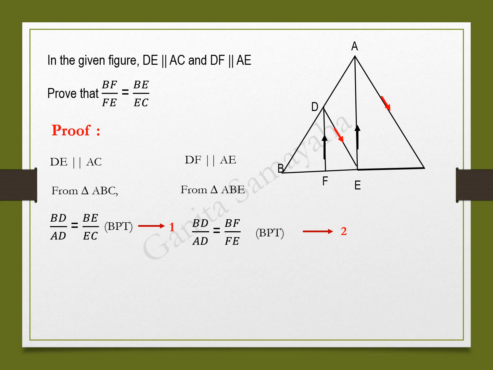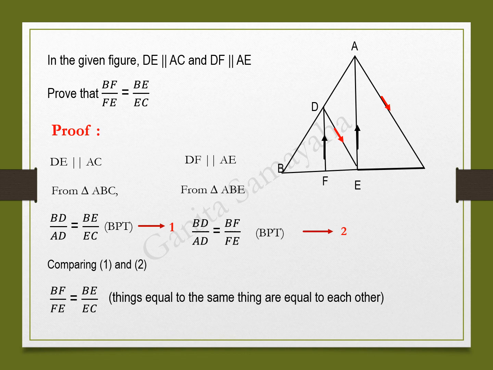So what do we have comparing these two? We can write that BF by FE is equal to BE by AC. This is what we want, and we have proved it. The reason for this is that things equal to the same thing are equal to one another. Okay, children, such problems you must be able to work out on your own.